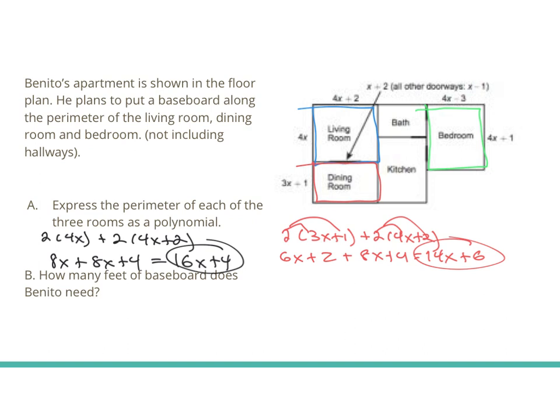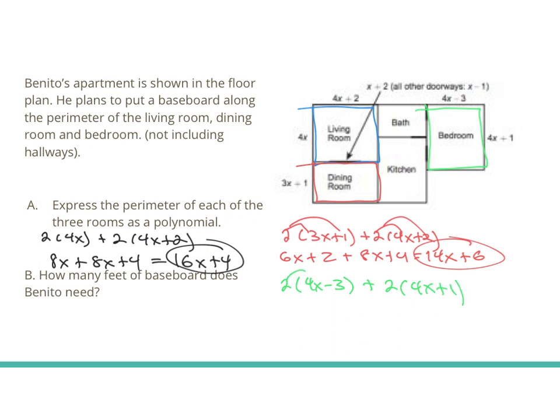And then last but not least, we're going to find the perimeter of the bedroom here. So looking at our bedroom, once again, we see we have a rectangular shape. One of the lengths is going to be 4x plus 1. Again, we have two sides that will be congruent, so both will be 4x plus 1. And then for the top here, we have 4x minus 3. Okay, so we have two sides that are 4x minus 3, and two sides that are 4x plus 1.